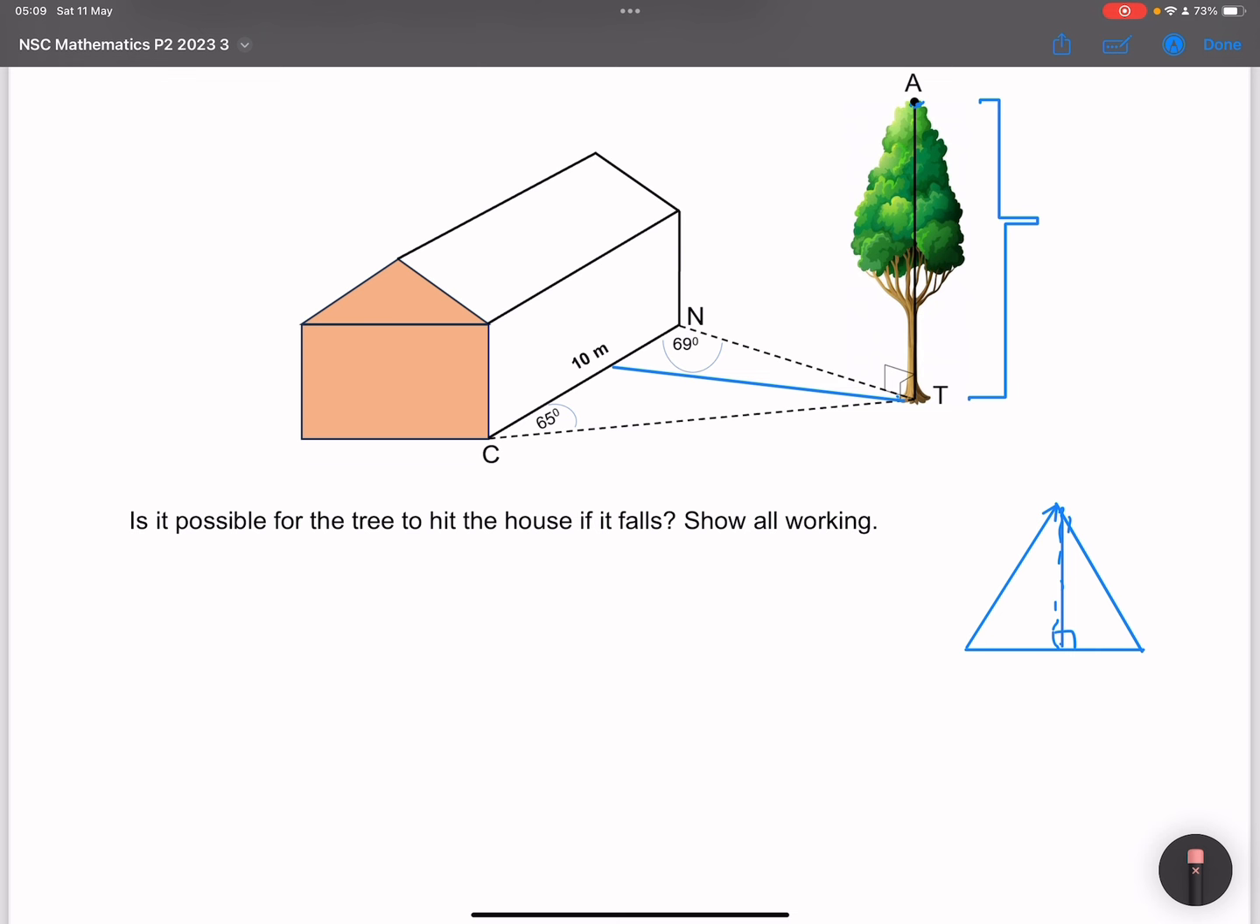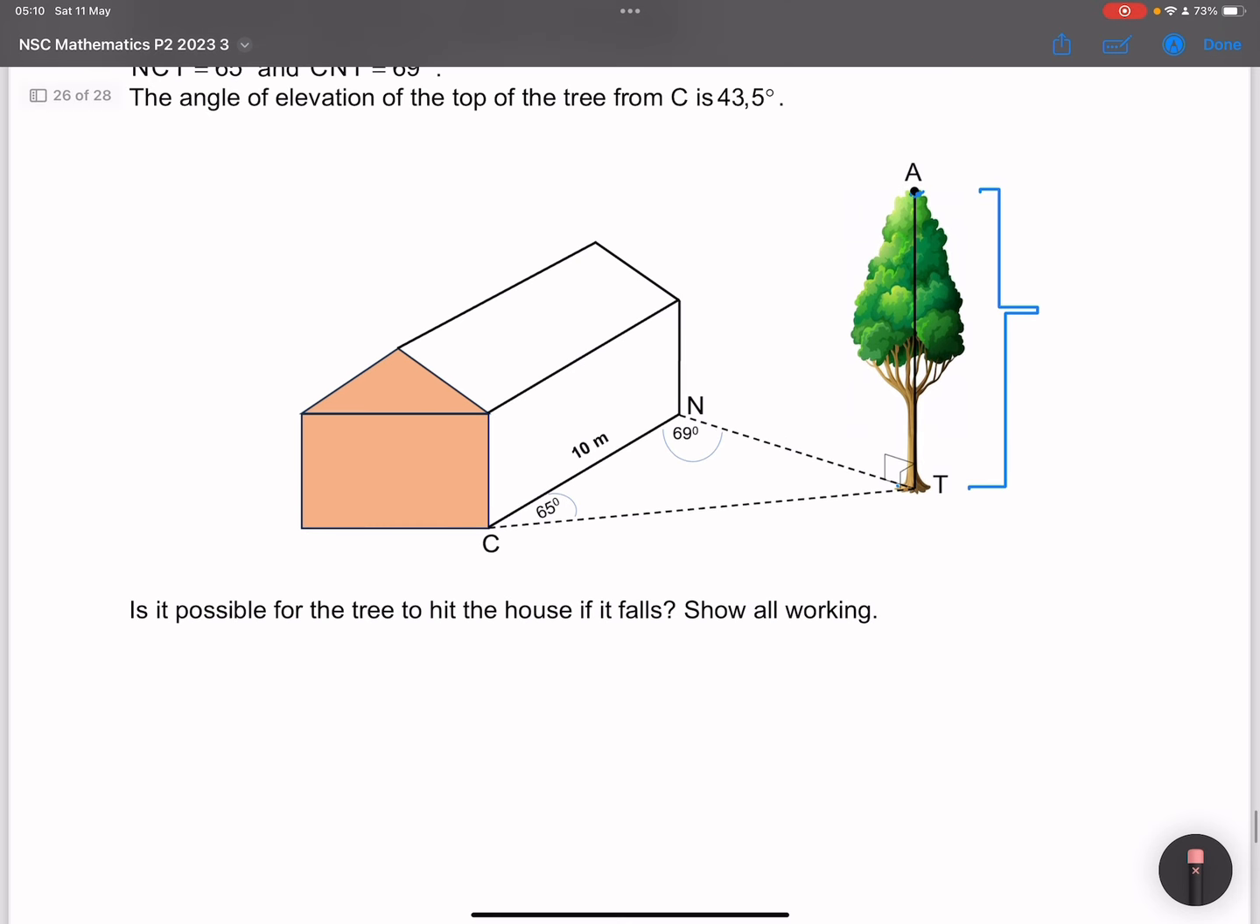Firstly, how can we find the height of the tree? Let me just remove this so that we don't confuse ourselves. Remember, we want the vertical height of the tree, and we've got an angle of elevation with CT. Now, let's find the length of CT first.